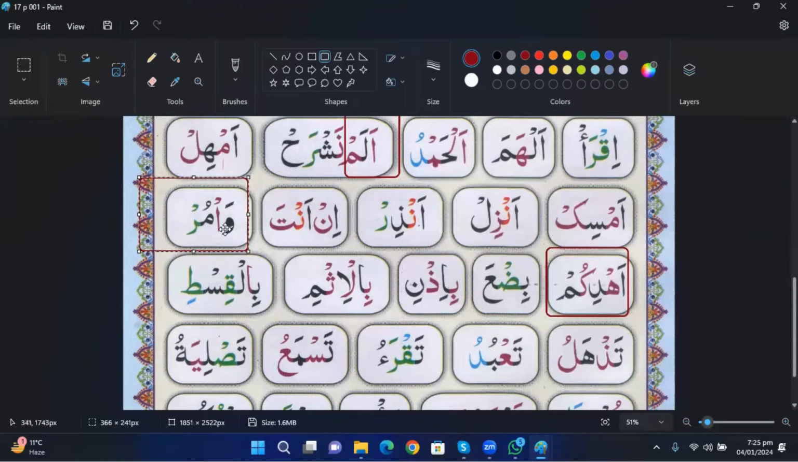And here you can explain bil ismi. From this one, ba kasra lam bil, hamza kasra sa if, mim kasra mi, bil ismi. And ba kasra bi, hamza kasra dal iskun iz, nun kasra ni, bi izni. These kind of words you must write on paint and differentiate them.